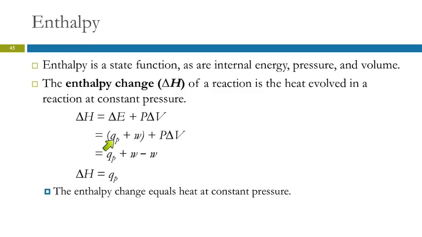Here, this isn't QV, Q at constant volume. This is QP, Q at constant pressure. And then we've got P delta V. Well, what does P delta V equal? We just talked about pressure volume work. Work equals negative P delta V. So that means that P delta V must equal negative W, just moving the negative sign to the other side. So if this is negative W and we've got W there, then W minus W and poof, the W's disappear. They did this on purpose.